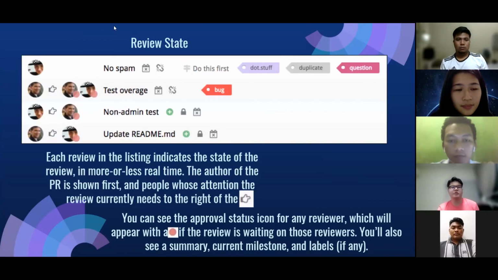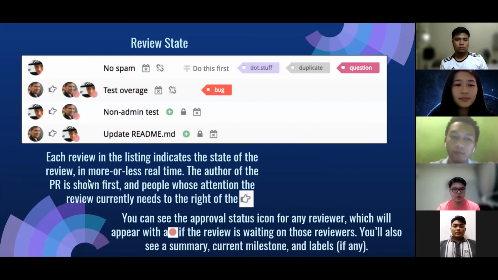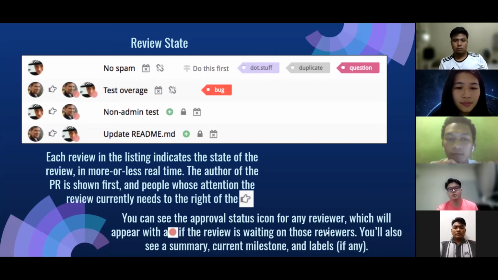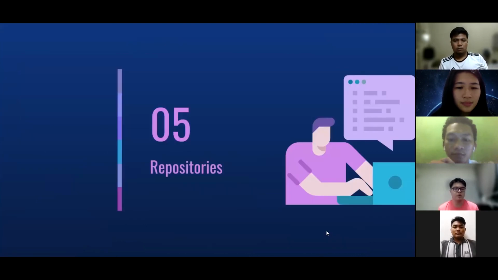Now this one is for the review state. Each review in the listing indicates the state of the review in more or less real time. The author of the PR is shown first, and the people whose attention the review currently needs are to the right of these numbers. You can see the approval status icons for any reviewer, which will also appear with red circle buttons if the review is waiting on those reviewers. You also see a summary, current milestones, and labels if there are any. Now let's go to the repositories.